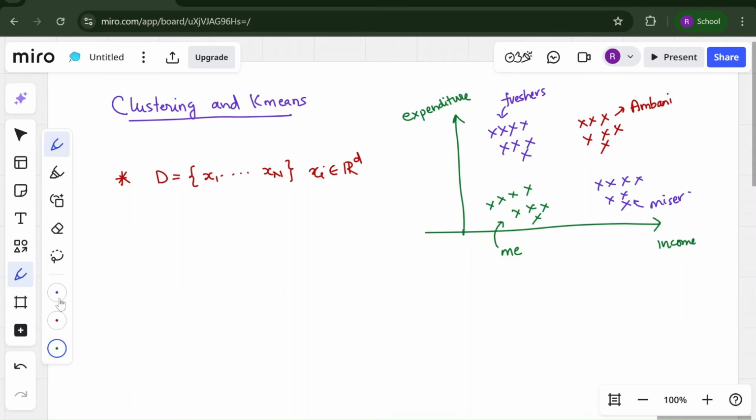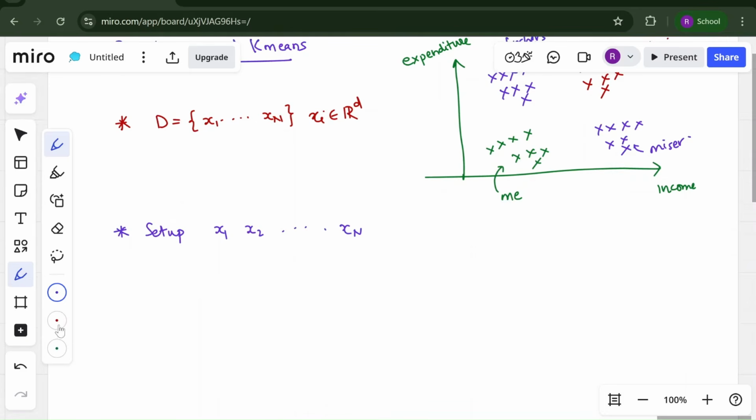Now let me define the setup. What is the setup of the clustering problem? The setup is like this. You have x1, x2 up to xn, all of these data points, and you also have z1, z2 up to zn, and each of these z1 up to zn is some integer among 1, 2 up to k. What is k here? k is the number of clusters.